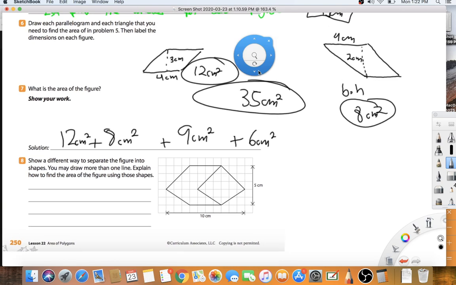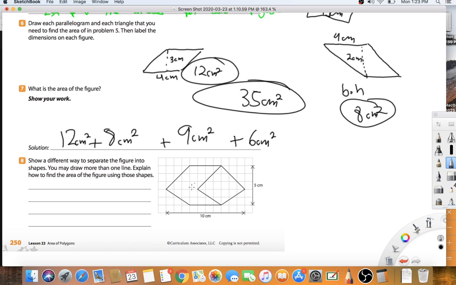Another one? All right, number 8. Show a different way to separate the figure into shapes. You may draw more than one line. Explain how to find the area of the figure using those shapes. All right, whenever it says explain how to find the area, you doing the work this way is explaining the way. So explaining your way of doing it. So you don't need to write a paragraph or whatever. No coronavirus, don't worry about it.